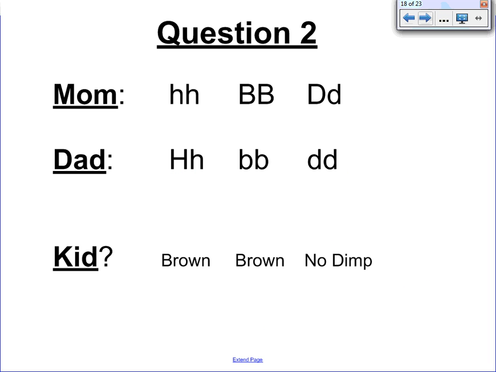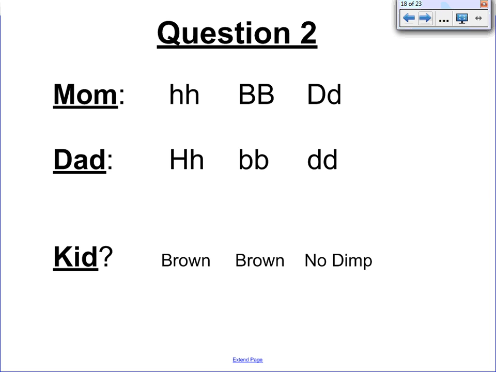Let's take a look at the next one. Now, this next one, what we're looking at is we're actually adding in one of our new traits. In this case, a little h, big B, little D mom mates with a big H, little B, little D dad. And what we're looking for is what is the probability they'll have a brown-haired, brown-eyed child without dimples.